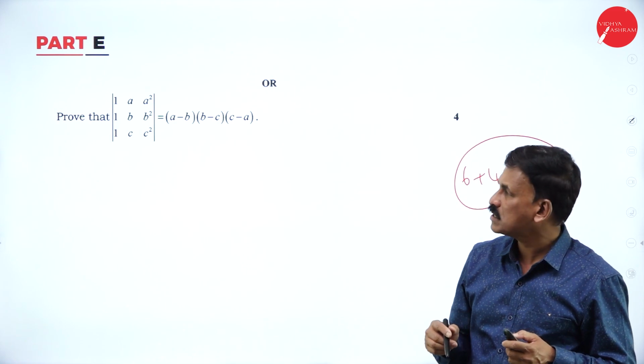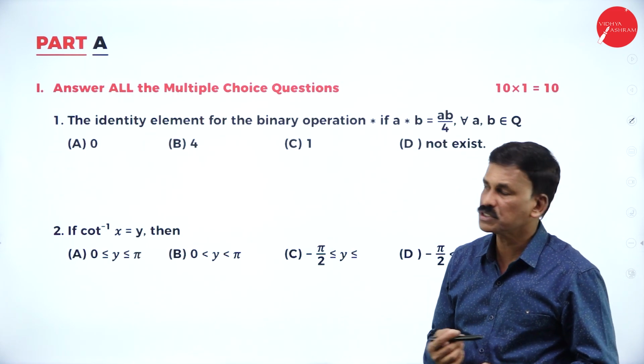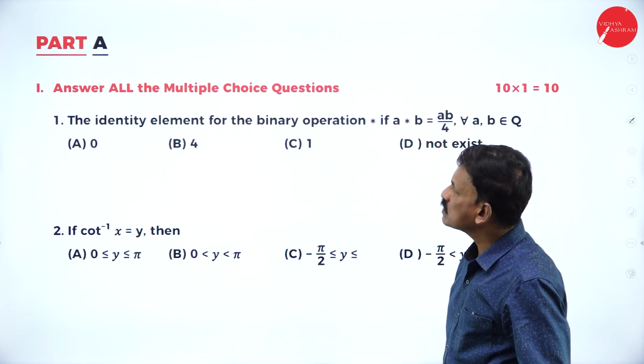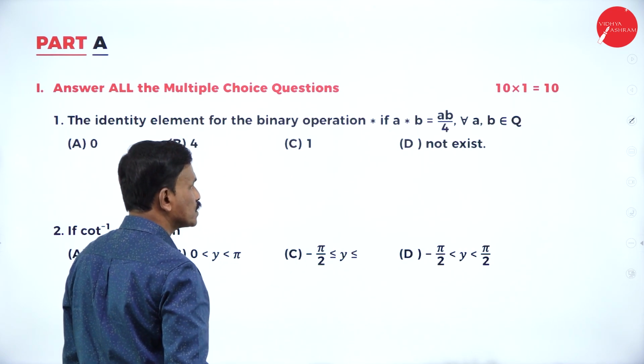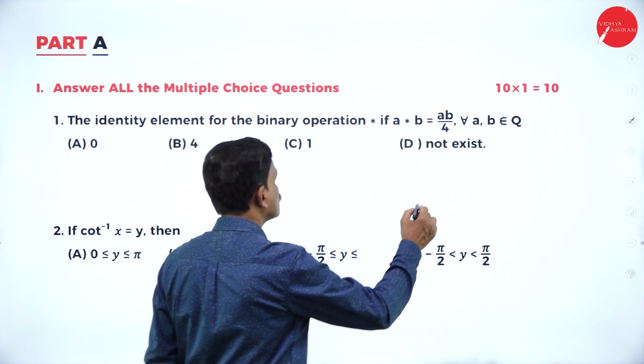Let me now discuss the solutions for all the questions. Now let me start with the multiple choice questions. Part A, answer all the multiple choice questions. The first question is: the identity element for the binary operation star, if A star B is equal to AB by 4 for all A, B belongs to Q.